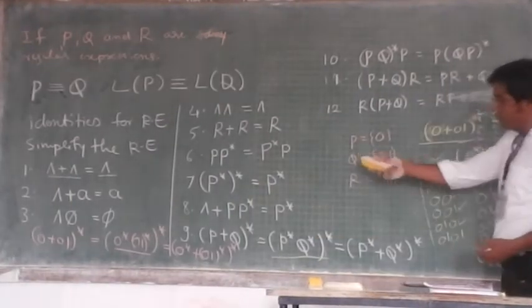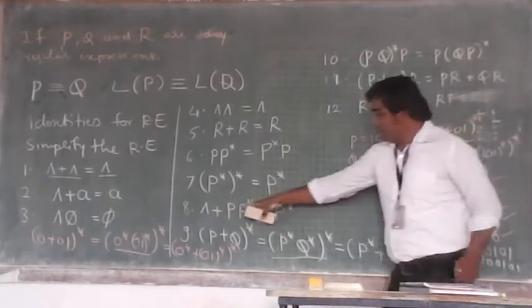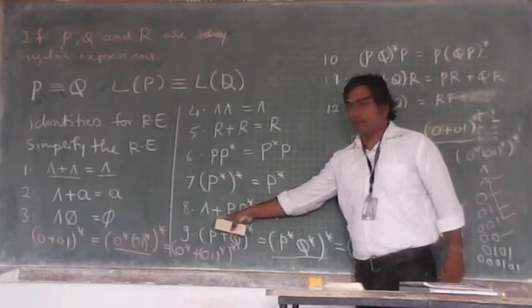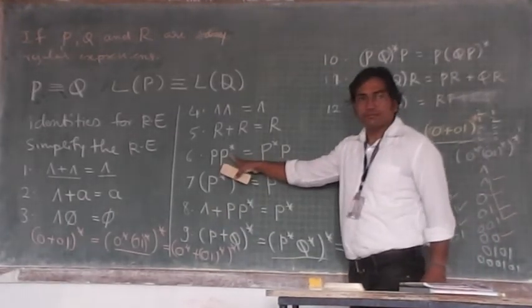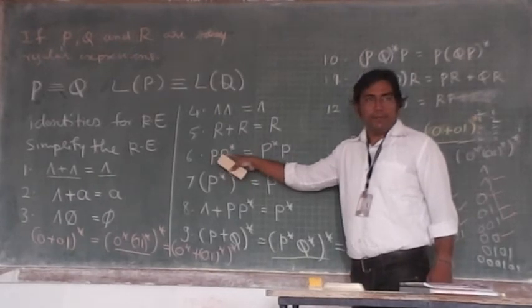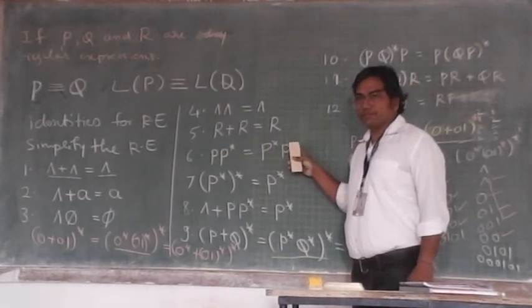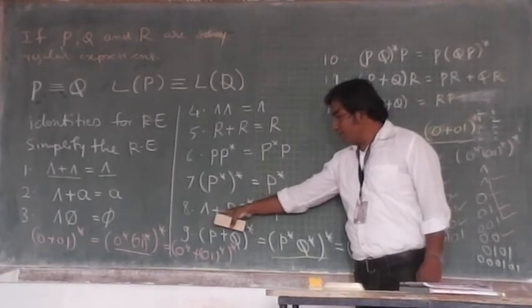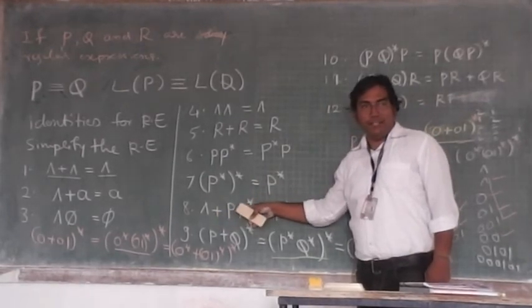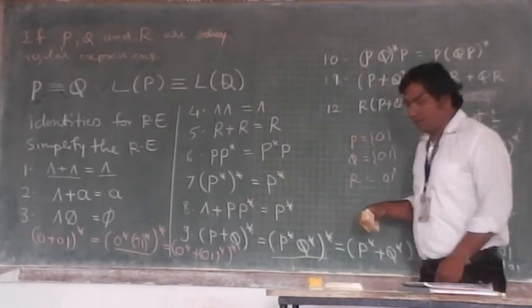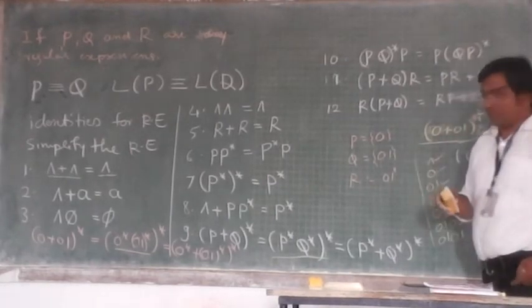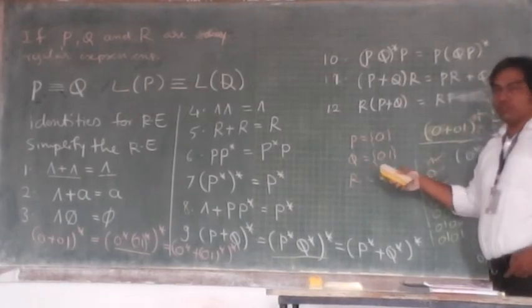Any more? Have you understood this eighth one? Have you understood this one? P star is equivalent to P star P. Because this is the equivalence we are really going to use in the further discussion. Null plus P star is equal to P star.